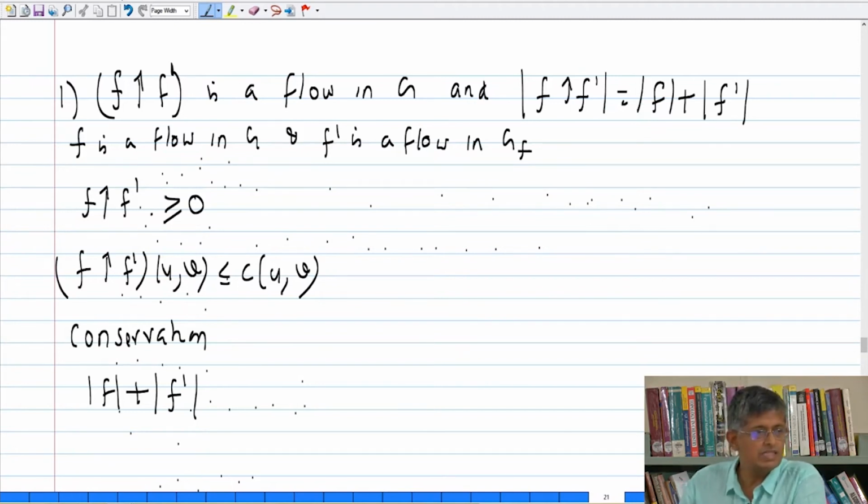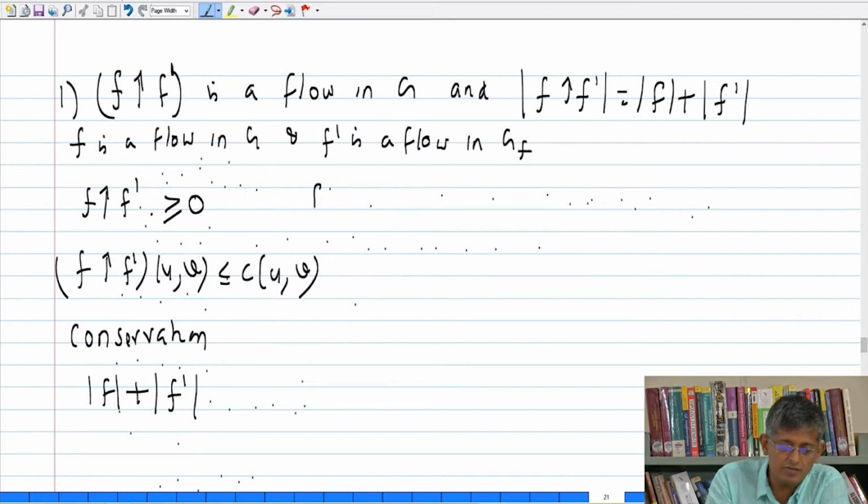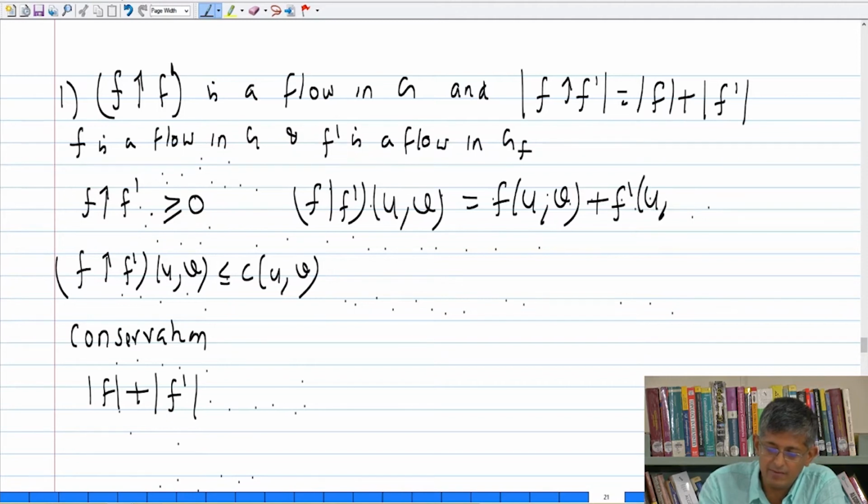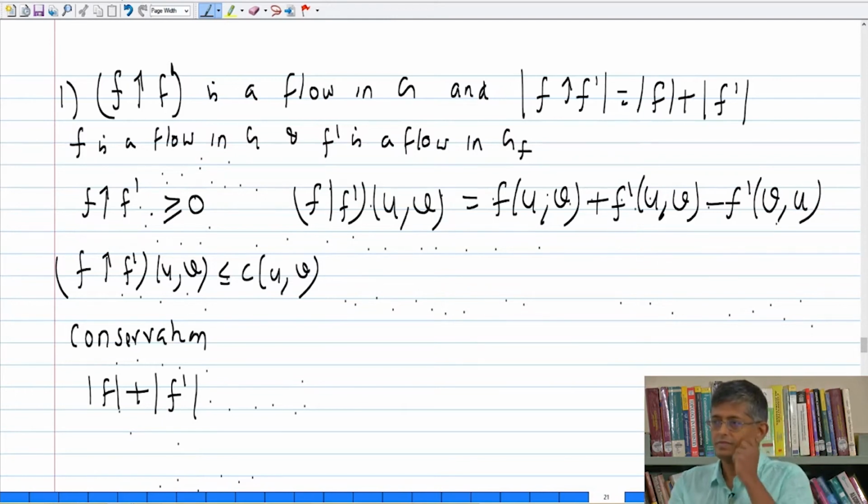I'll just give you a flavor of what kind of algebra you should do to complete these proofs. It's very easy, it just requires you to play around with the equations a bit. So let us write down the definition of the augmented flow. You recall this: f of u comma v plus f prime of u comma v minus f prime of v comma u. So let's tick off the positivity. Can somebody convince me that this is positive? Why is this greater than or equal to 0? There's a subtraction term.